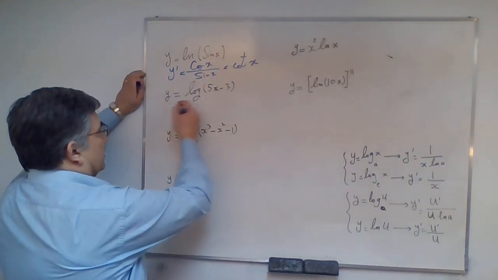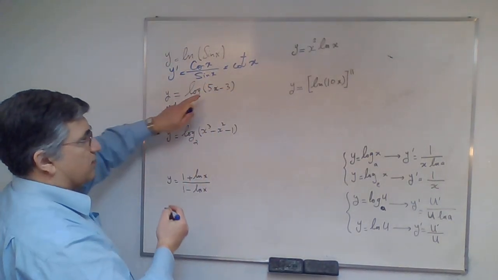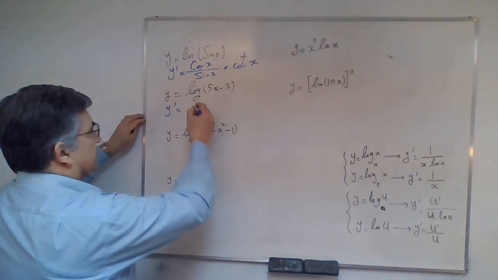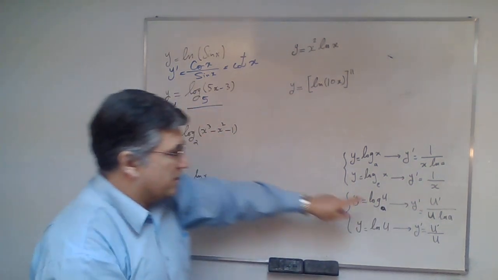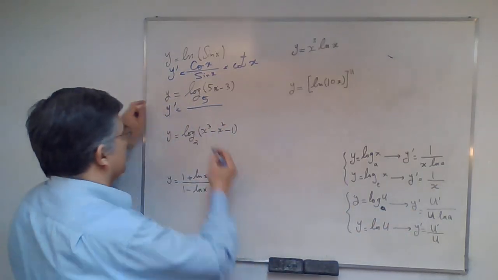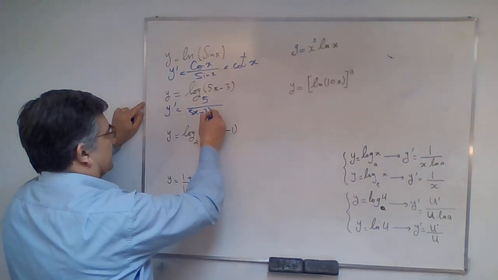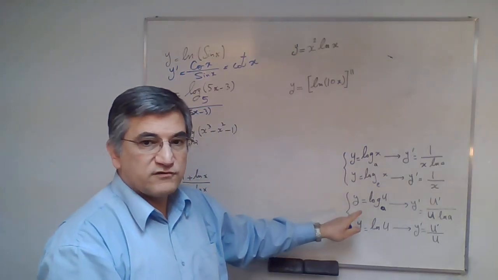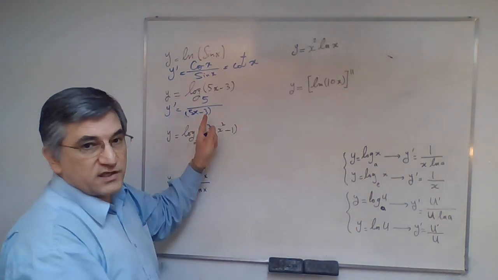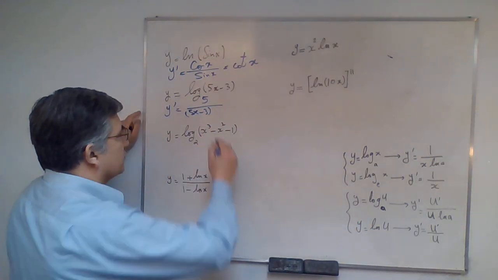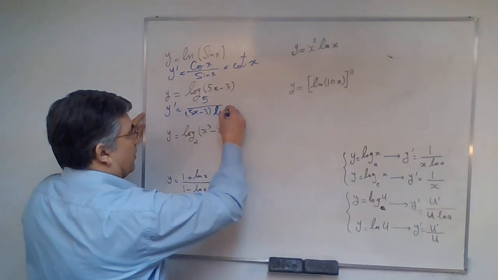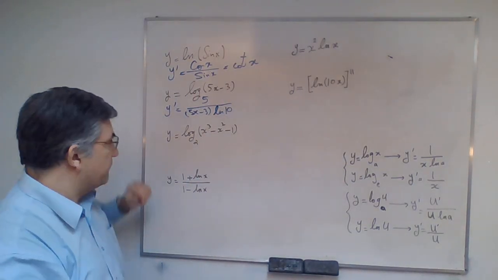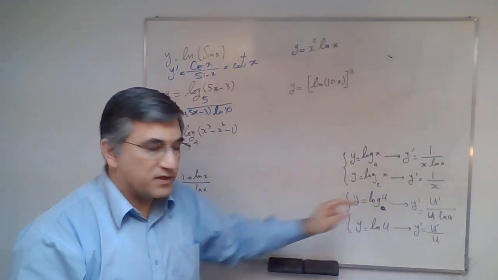So the derivative of log of u base 10 would be u prime, which is 5, in the numerator, divided by u, which is 5x minus 3, and then times ln of a, which is ln of the base of the logarithm. In this case, the base is 10, so it's going to be ln of 10 in the denominator. We cannot simplify any further, of course. So, direct application of the formula.